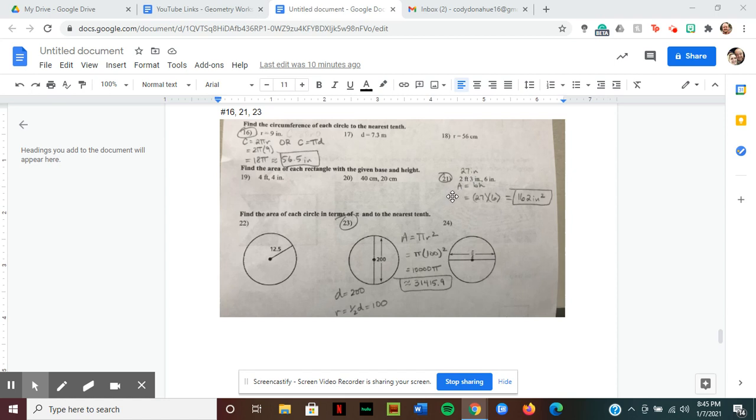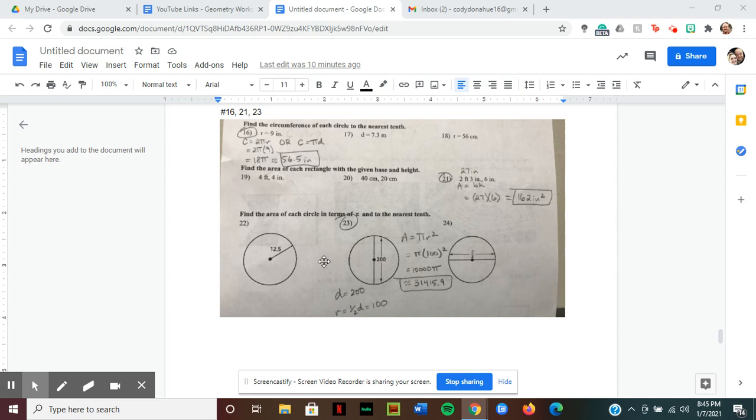So now we keep in mind the area of a rectangle. Our formula is going to be base times height. I'll take these two figures, 27 and 6, and plug them into my formula. So 27 times 6 will be 162. And since we're talking about area, this is going to be 162 square inches.